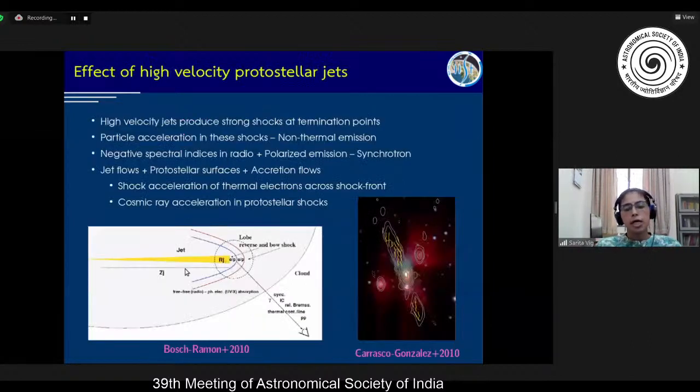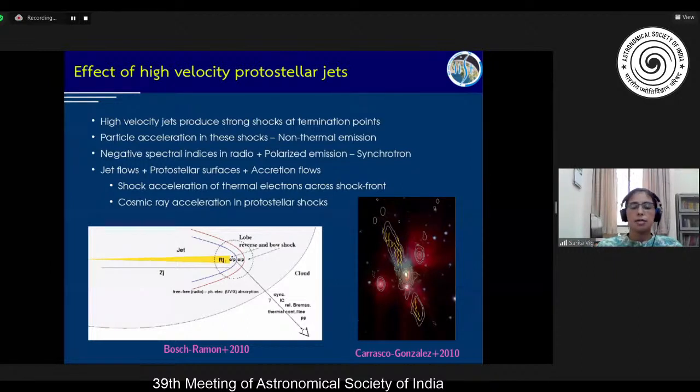We have also been trying to look at the effect of the acceleration of particles in the terminal shocks of these protostellar jets, because this is another interesting aspect. We know that there are lots of cosmic rays, but low energy cosmic rays, it was never thought that jets could give rise to them. But now, more recently, it has been found that protostellar jets also have non-thermal emission.